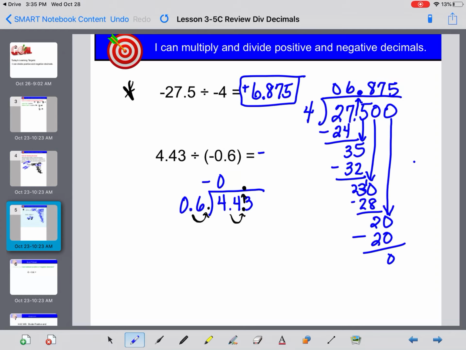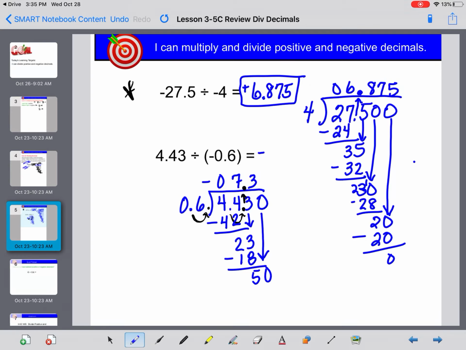Does 6 go into 4? Nope. Does 6 go into 44? Sure. 7 times. Subtract, and I get 2. Bring down the 3. 6 goes into 23 3 times. 3 times 6 is 18. I subtract and I get 5.